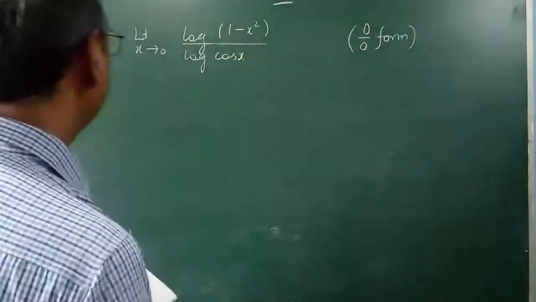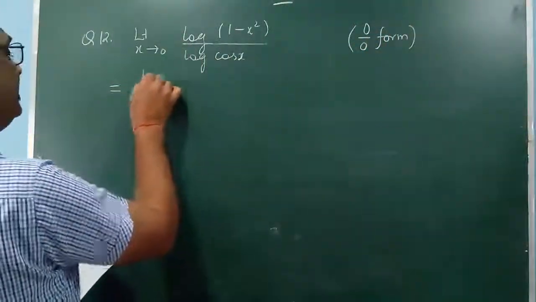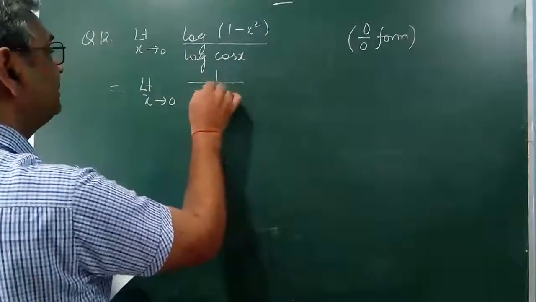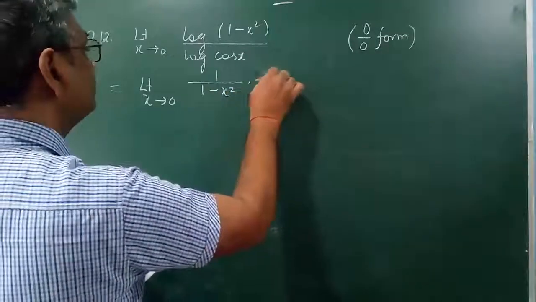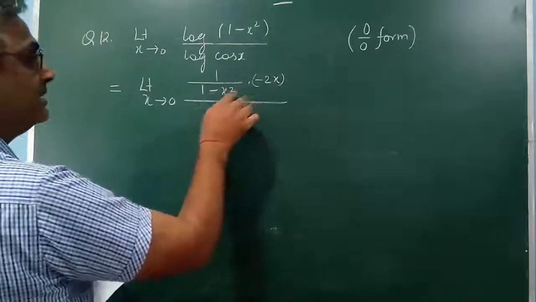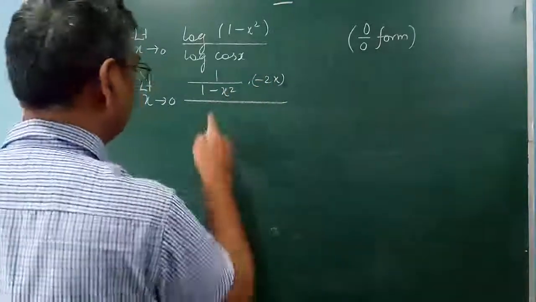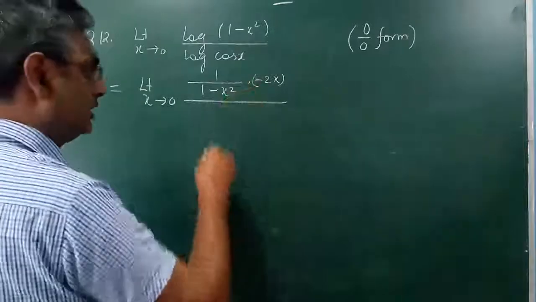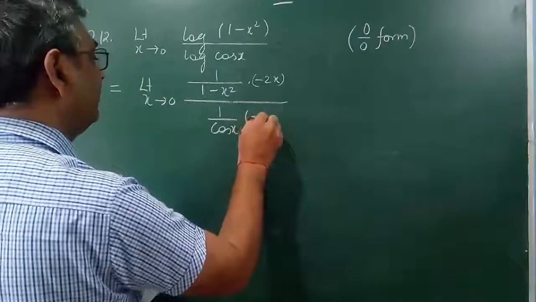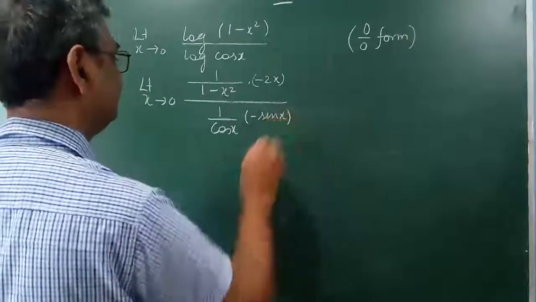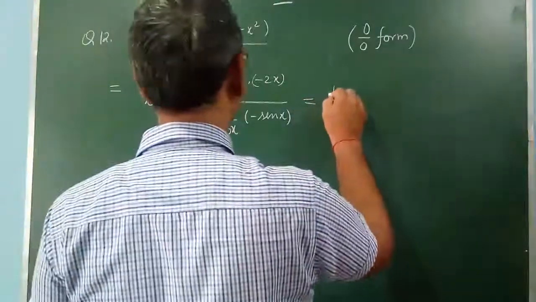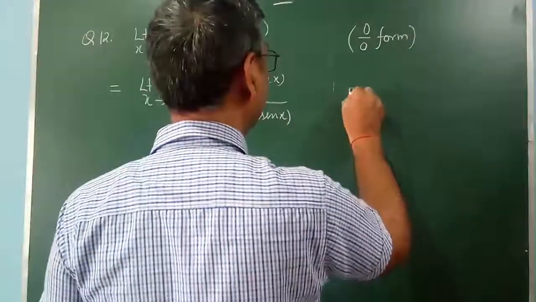So, what can we do here? We can differentiate the numerator and denominator. So, differentiation is 1 upon (1 minus x square) into minus 2x. Why minus 2x? Because the differentiation of minus x square will be minus 2x. Log of 1 is 0 and this is minus 2x, upon 1 by cos x and here minus sin x.